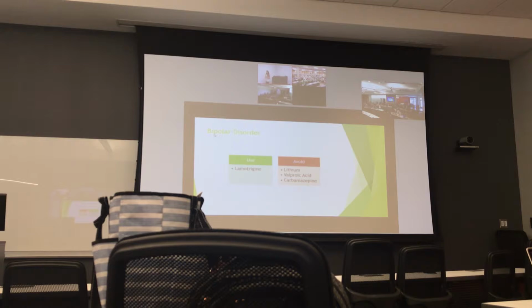And the next disease state is bipolar disorder. Recommendations for this disease state are very similar to epilepsy, so I'll just group them together. Lamotrigine is really the only agent that's been determined to be safe during pregnancy. Lithium, valproic acid, and carbamazepine all have serious risks associated with them. Lithium and valproic acid have more neural tube and cardiac defects. Carbamazepine has been associated with growth abnormalities and fingernail hypoplasia, which is just restricted growth of the baby's fingernails.